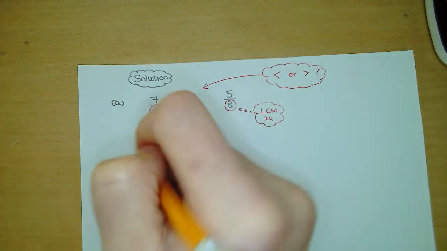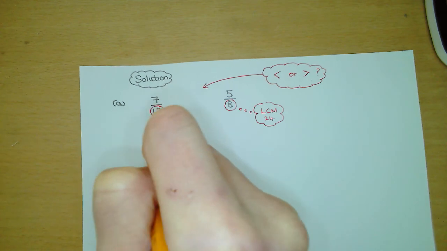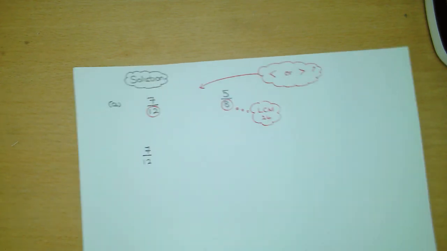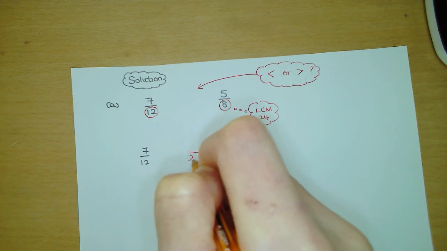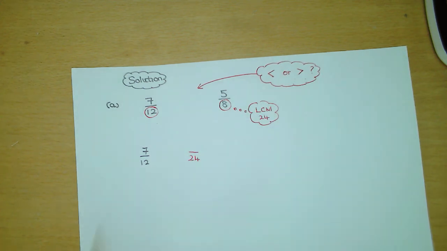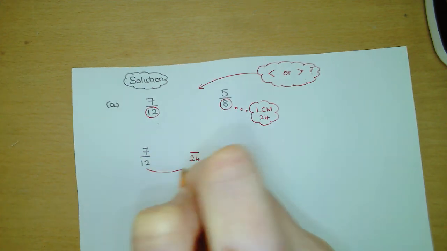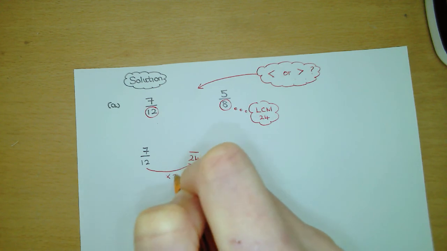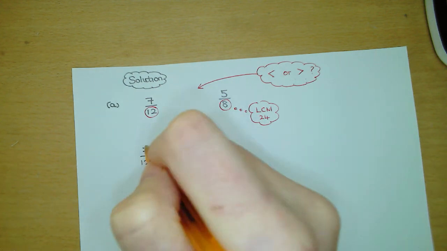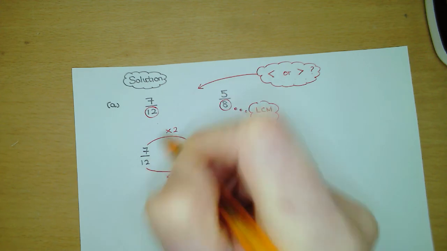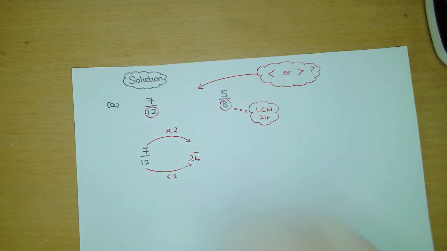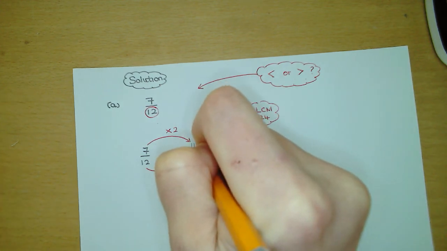So let's take 7/12. We want to make its denominator 24. So we have to multiply 12 by 2 to get 24, and we have to do exactly the same to the numerator. We'll have to multiply it by 2. So 7 multiplied by 2 is going to give us 14.